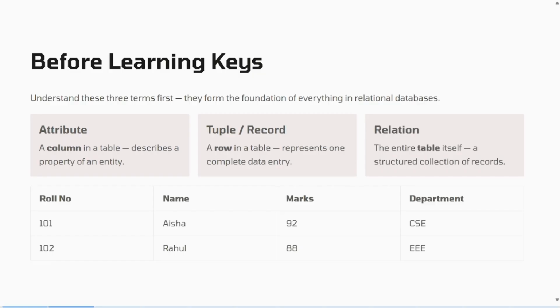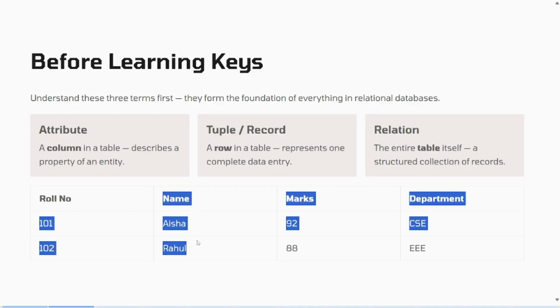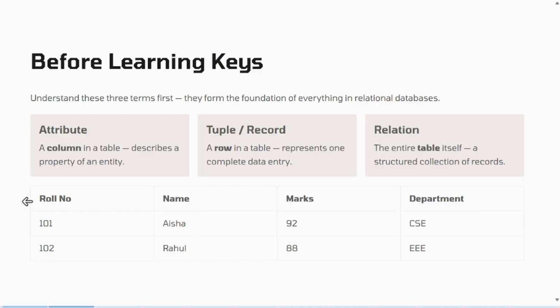Before learning keys, we need to understand three basic terms. First is attribute. An attribute means a column in a table. These are the attributes: roll number, name, marks, department. Each column is called an attribute. Roll number column is an attribute, name column is an attribute, marks and department columns are also attributes.